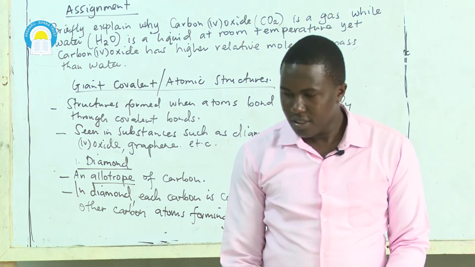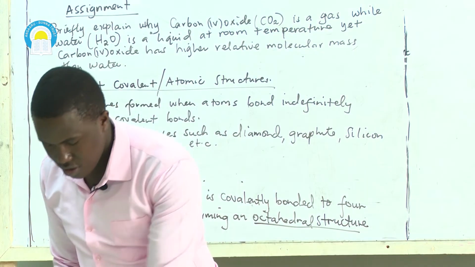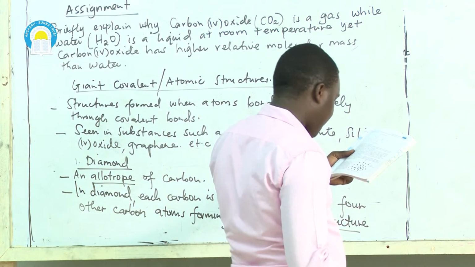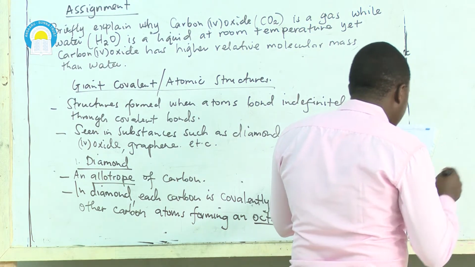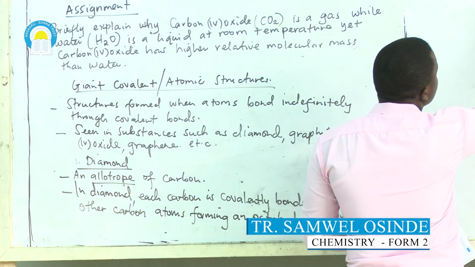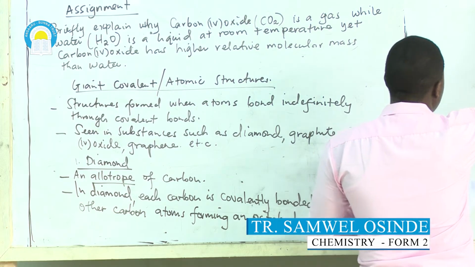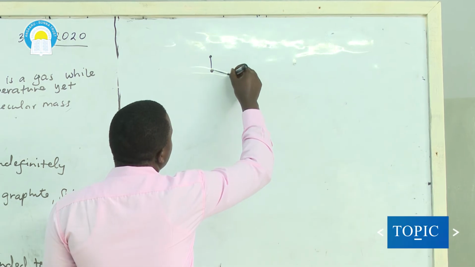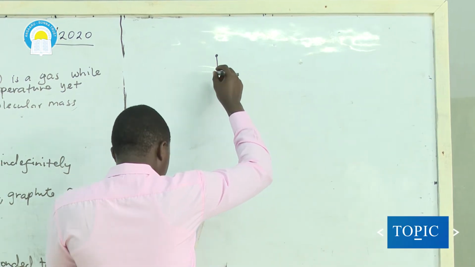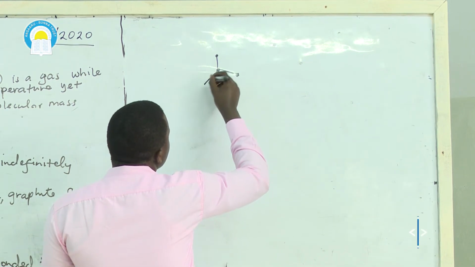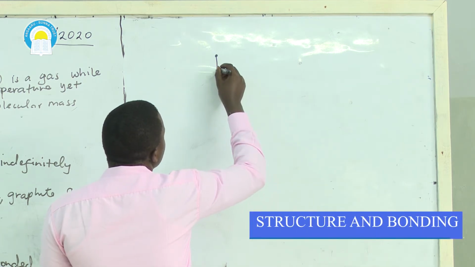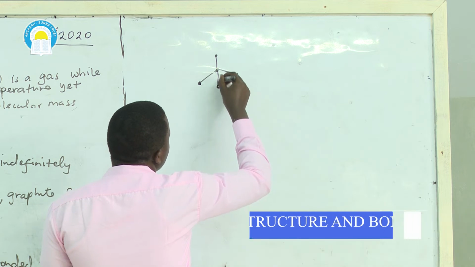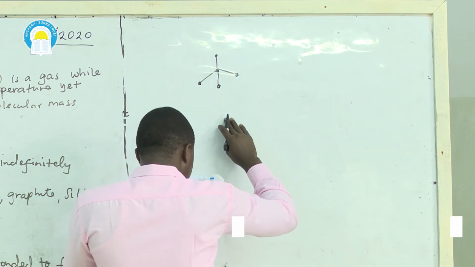Good. Now, if you want to sketch the structure, you can have this. So that's the carbon bonded to 4 other carbons.